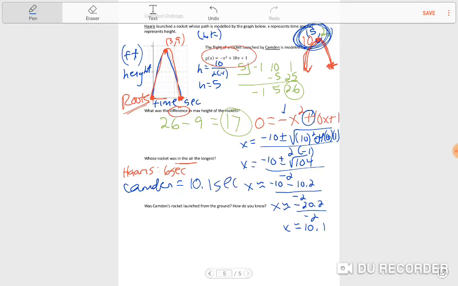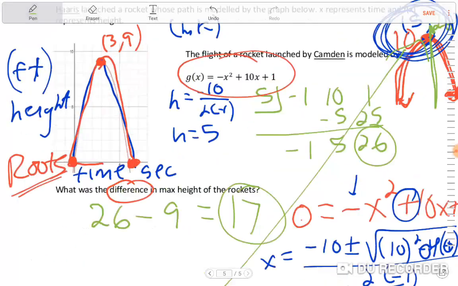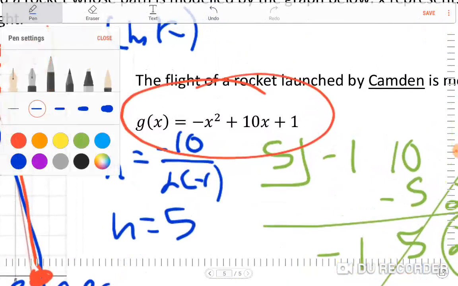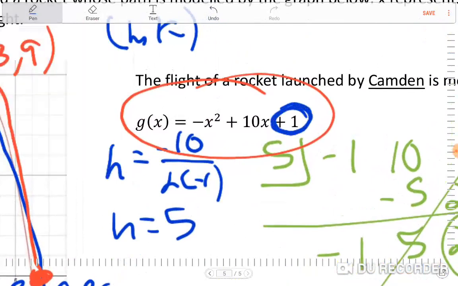But then why the difference between this 10.1 that I got here from using quadratic formula and what usually would have worked, which would have been just doubling how long it took to get to the height? That's going to be revealed in this last question, which is, was Camden's rocket launched from the ground? If you look at this parabola, the reason why we couldn't just cut it in half, if you look at Camden's equation over here, look at his y-intercept. His constant was 1.